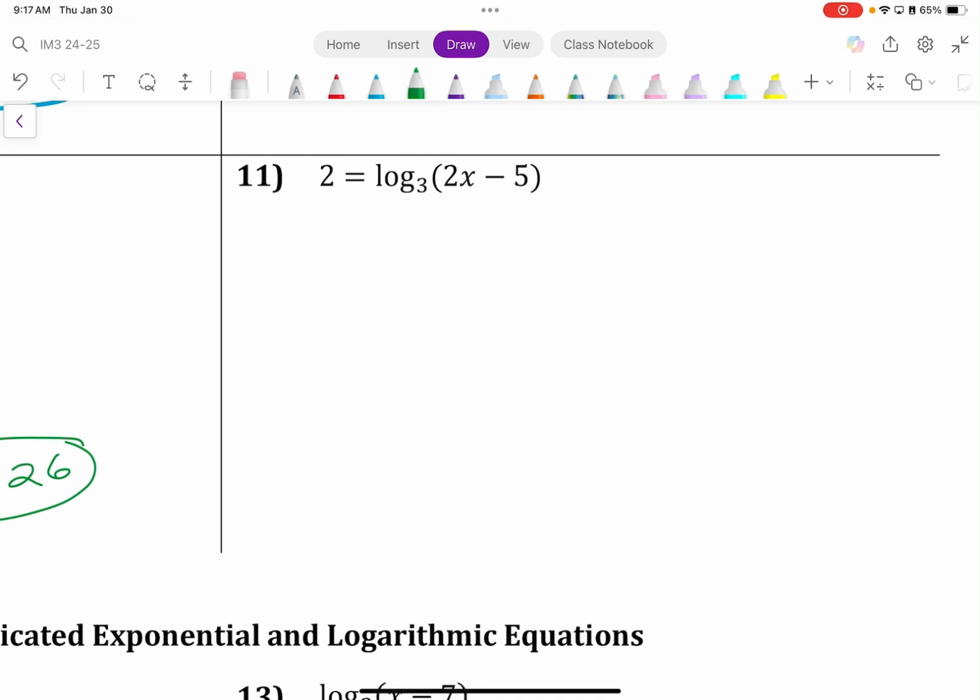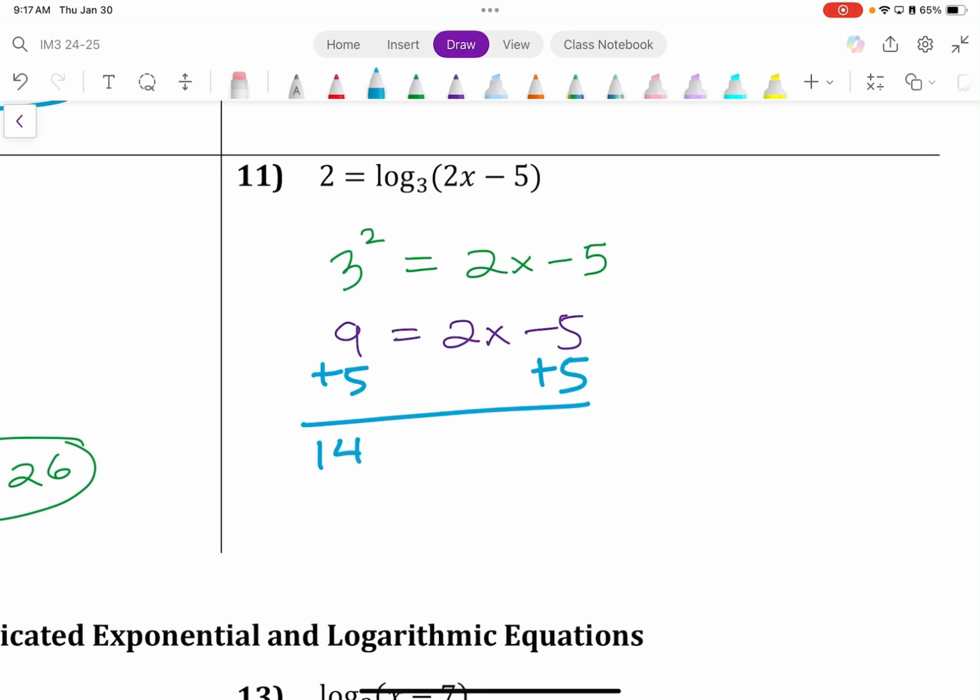Okay, 2 equals log base 3 of 2x minus 5. So going from log to exponential, we start with base 3. 3 to the second power equals 2x minus 5. 3 squared is 9. 9 equals 2x minus 5. Add the 5 to both sides. 14 equals 2x. Divide by 2 on both sides, and you find that x equals 7.